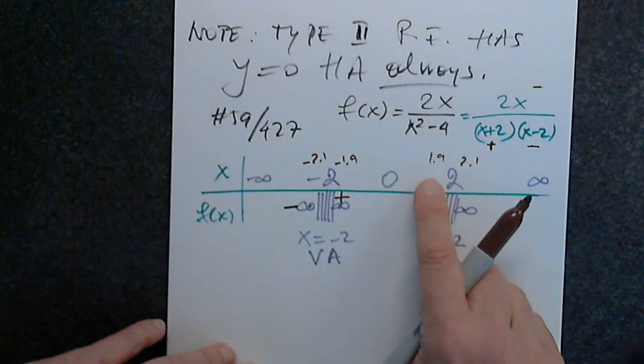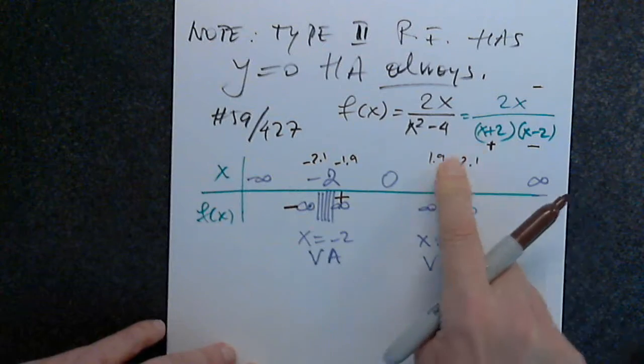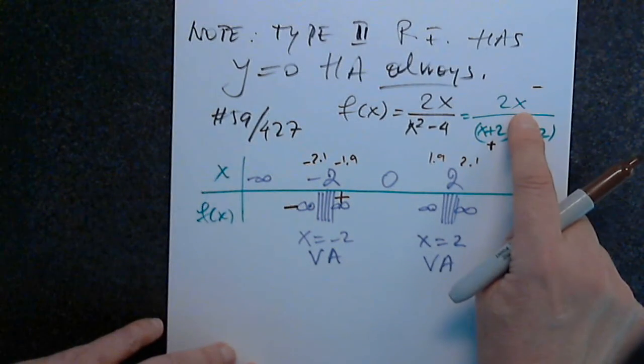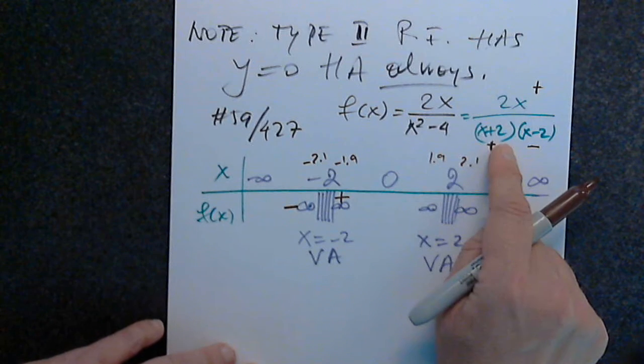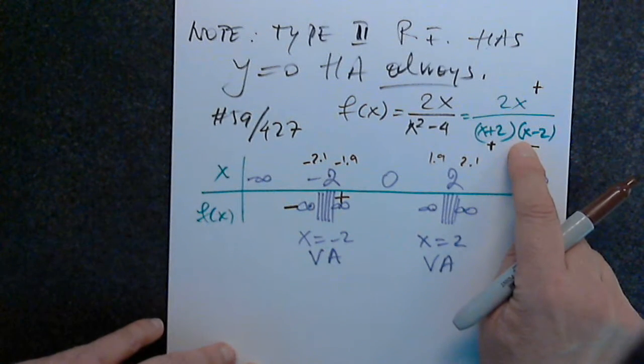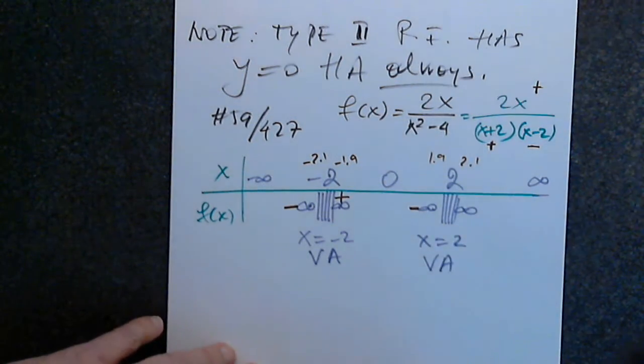So 2 negatives and a positive is positive. Yeah, we're positive, so we don't even count. Correct. Yes. 1.9. 2 times 1.9. Positive. 1.9 plus 2. Positive. Careful. 1.9 minus 2. 1 negative.